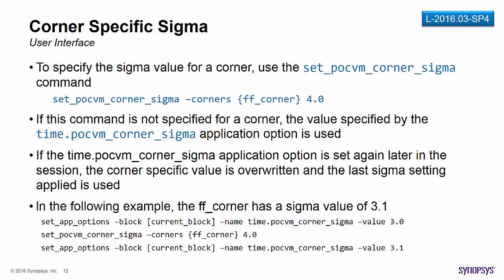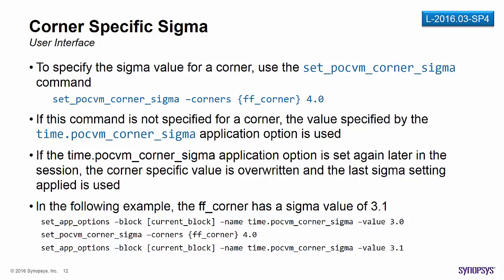You can use set POCVM corner sigma with the dash corners option for this feature. Without the corner option, set POCVM corner sigma will set the value in the current corner. Without this command, the time POCVM corner sigma application option value will be used. If the time POCVM corner sigma application option is set again later in the session, the corner specific value is overwritten, and the last sigma setting applied is used.